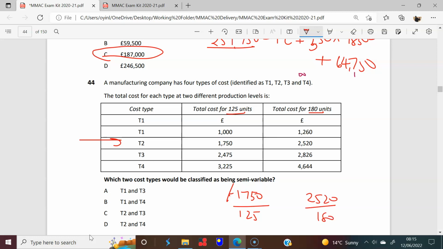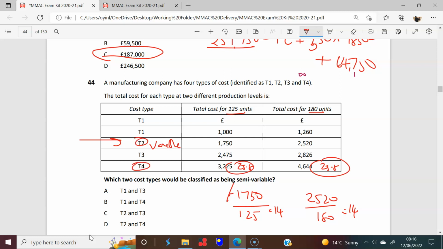You have 1,750 divided by 125. You have 14. You do the same thing here. You have 14 as well. So it means that this is a variable cost. This is variable. If you do 3,225 divided by 125, you get 25.8 per unit. You get 25.8 per unit.